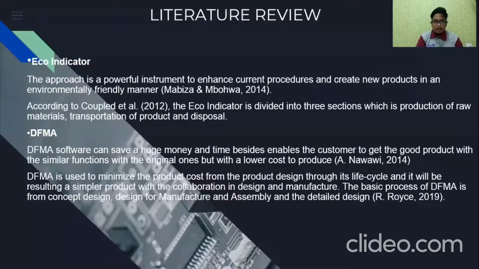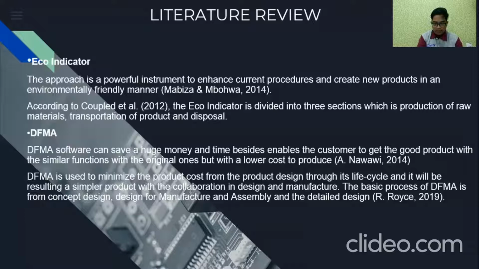Next is the eco indicator. This approach is a powerful instrument to enhance current procedures and create new products in an environmentally friendly manner, by Mariza and Mobawa, 2014. According to Couple et al., the eco indicator is divided into three sections, which are production of raw materials, transportation of product, and disposal of waste.